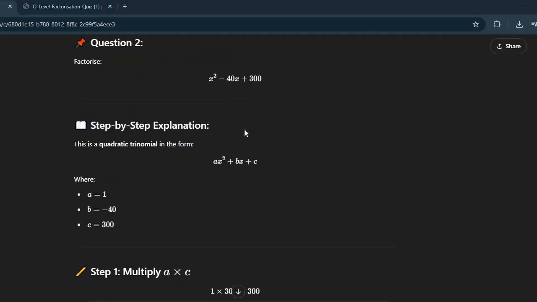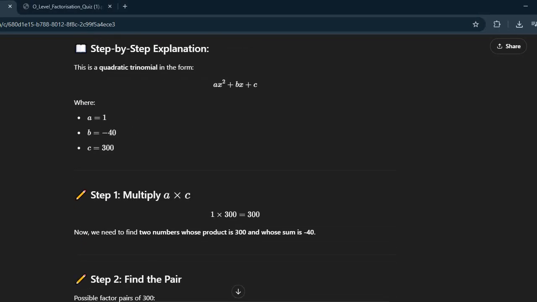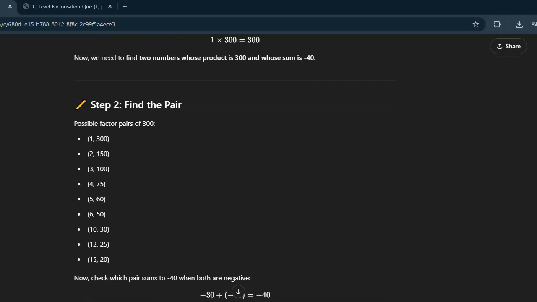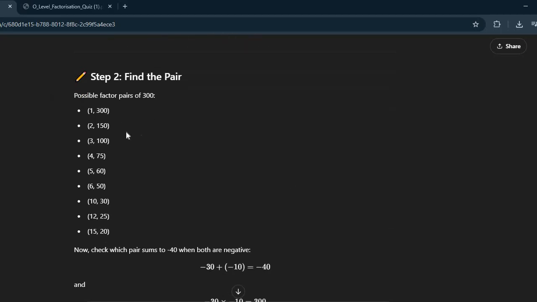I'm taking this question again so you can clearly understand. We have x square minus 40x, here a is 1, b is minus 40, and 300 is our c. Now multiplying we get 300. This step is not necessary here, but in the formula we have to multiply a and c, then find the pairs. Now we have these pairs: 1 and 300, 2 and 150, 3 and 100.